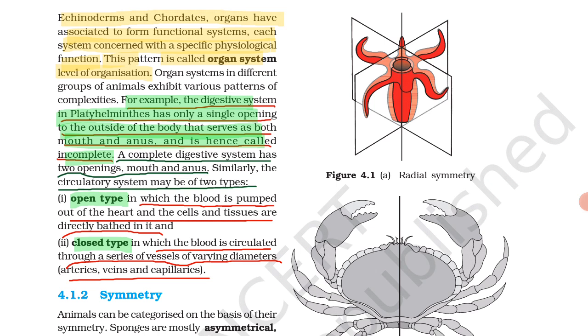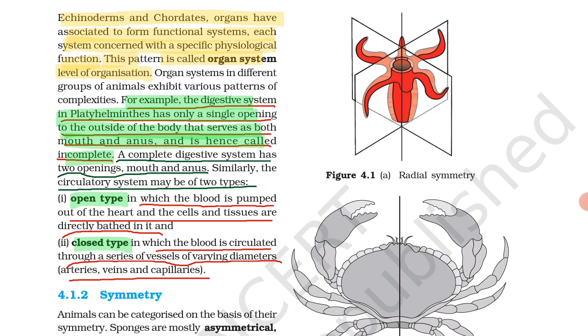In closed type of circulation, there are vessels carrying the blood: arteries, veins, capillaries. Means in closed type, the blood is carried through vessels, tubes, capillaries, etc. But in open type, the heart pumps the blood and the whole body is bathed in that blood.